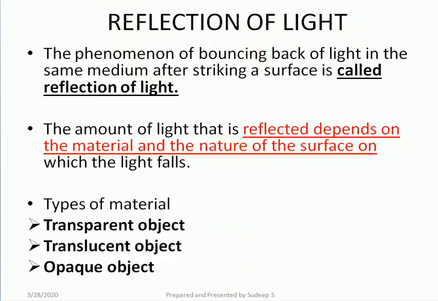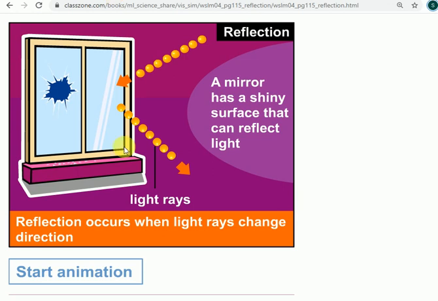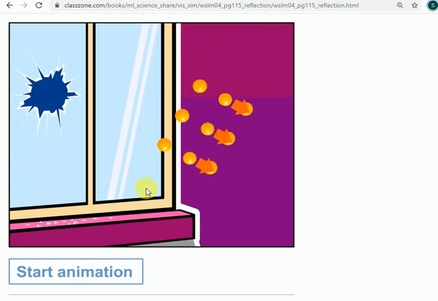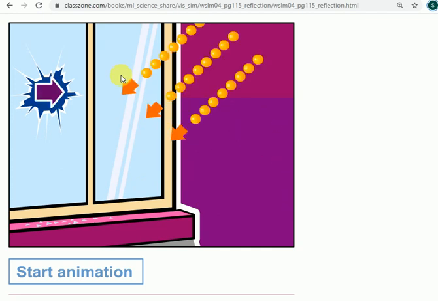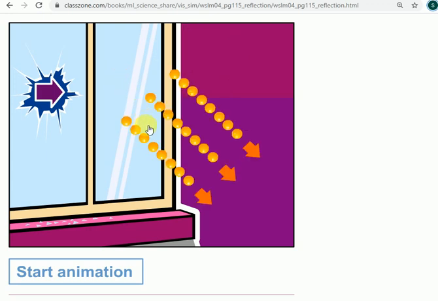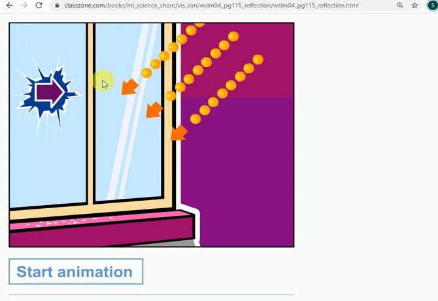Reflection of light: the phenomena of bouncing back of light in the same medium after striking a surface is called reflection of light. We will consider an analogy here. Imagine if we throw a tennis ball on a wall, the ball bounces back. This means that when the tennis ball strikes the wall, the wall sends it back.